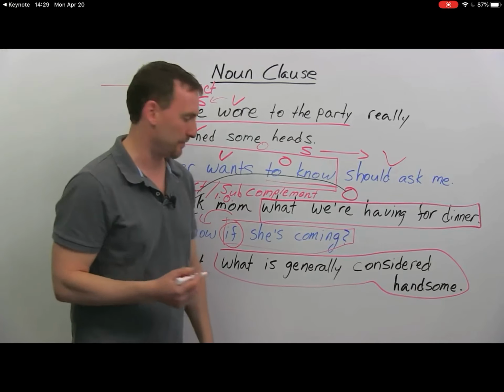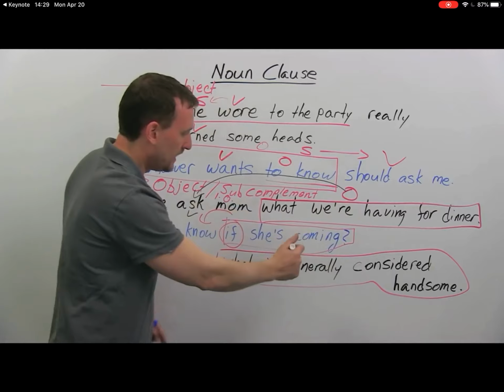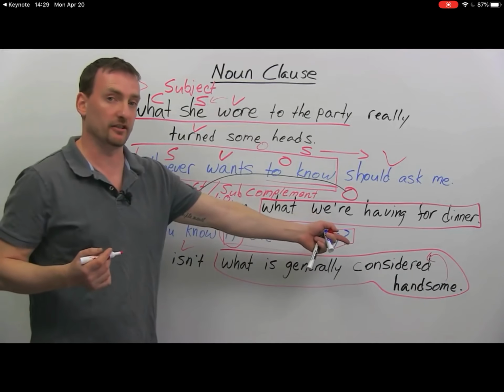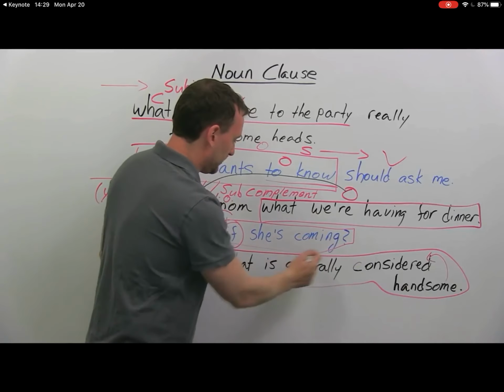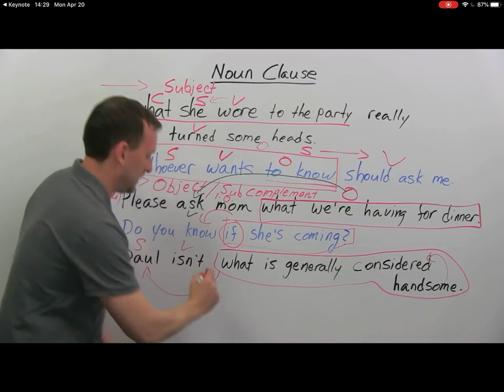What is generally considered handsome? Subject, verb. Split up. Okay. Considered handsome is what? The object to considered. So is considered handsome is the subject complement. The complement tells you about the subject, Paul.